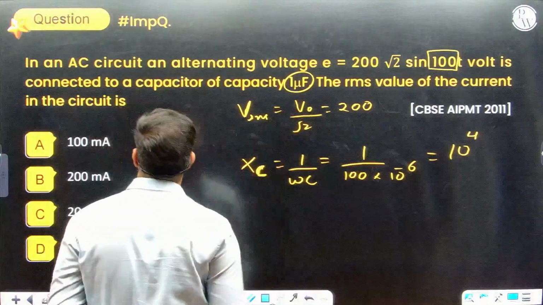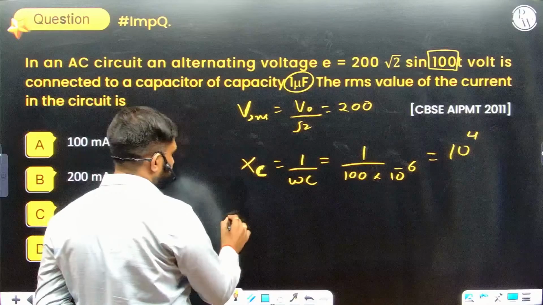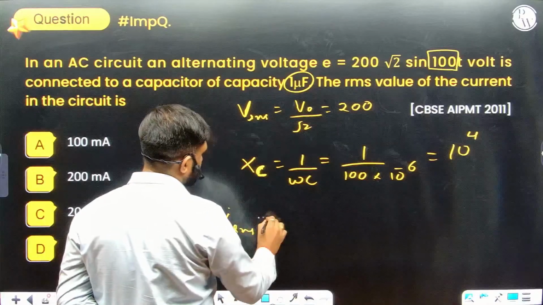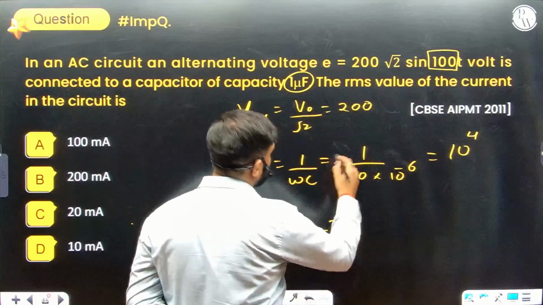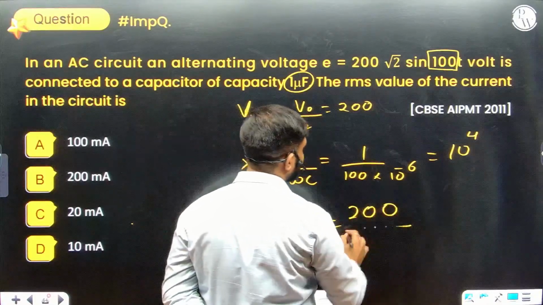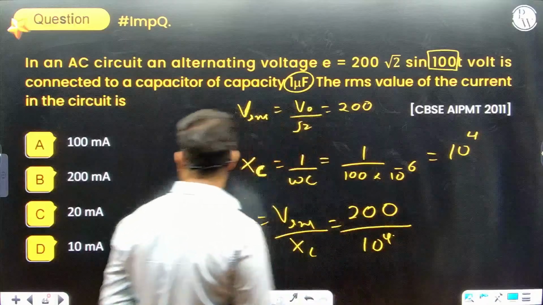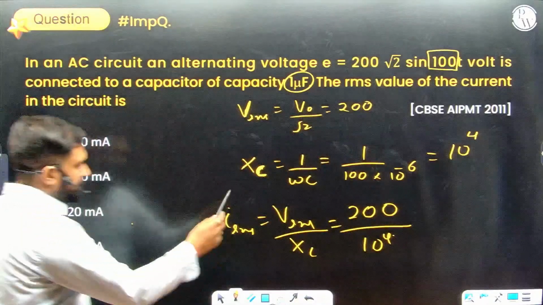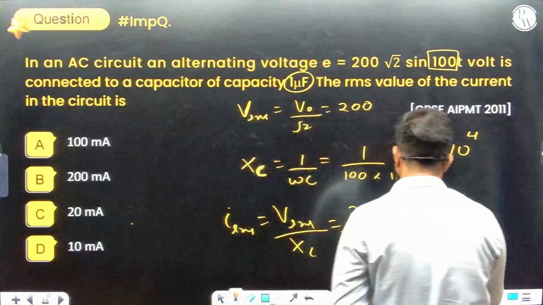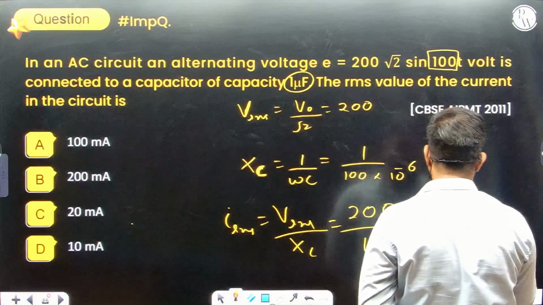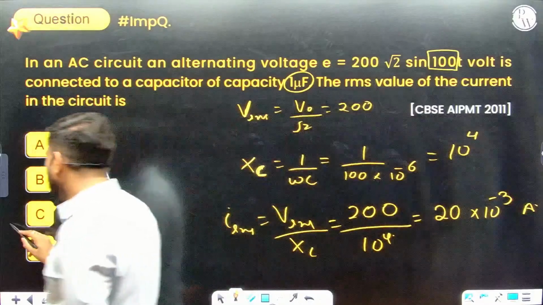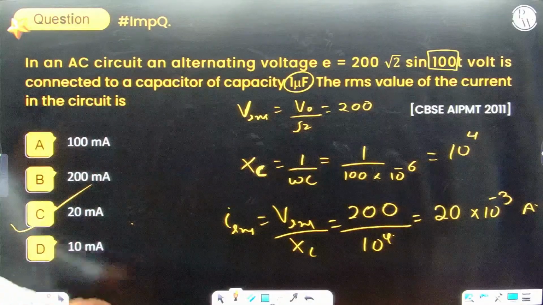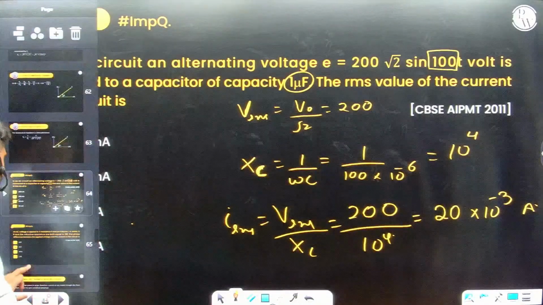The value of the RMS current. Okay. So the RMS current is going to be Vrms upon XC. Vrms is 200 and XC is 10 to the power 4. So if we just take out 10 here, it is 20 into 10 to the power minus 3 amperes. So 20 milliamperes, just matching the units. So be careful in this.